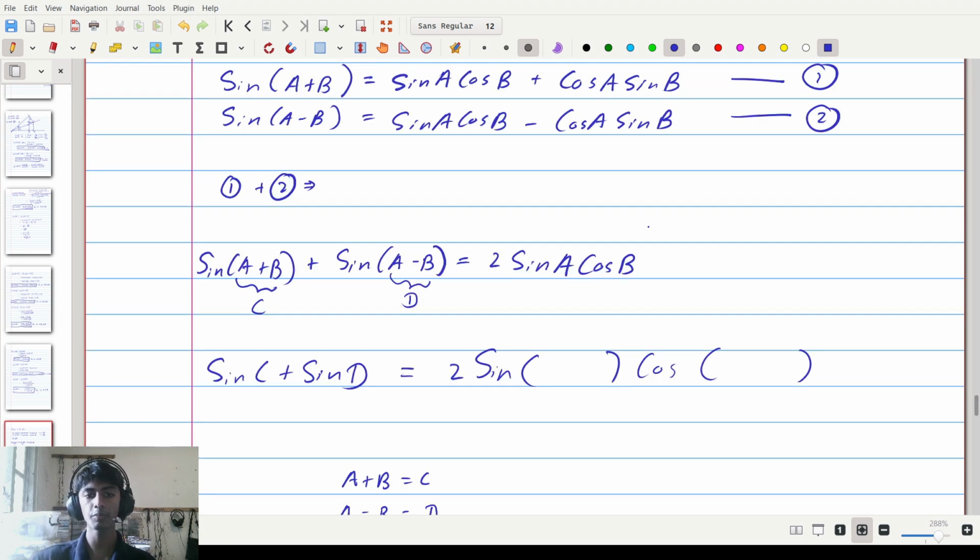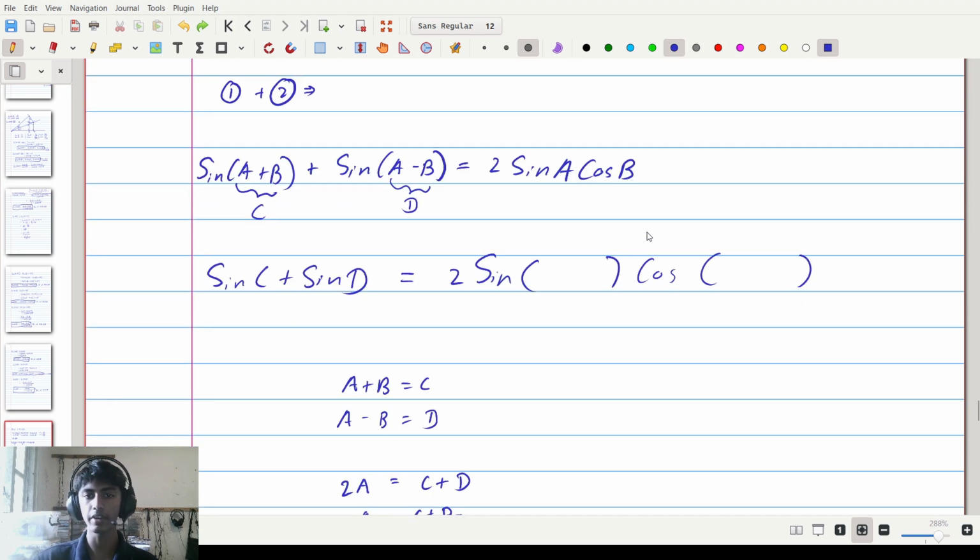So up here in this expression on the right side, for sin A we need to substitute, instead of A, C plus D divided by 2. So we substitute into here C plus D divided by 2.